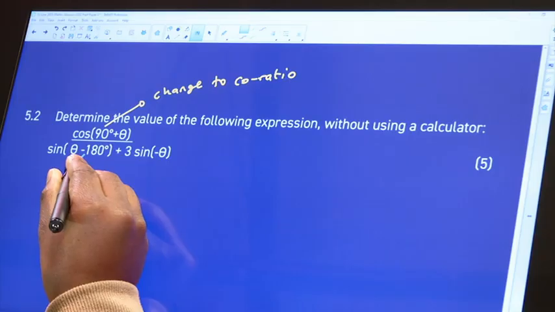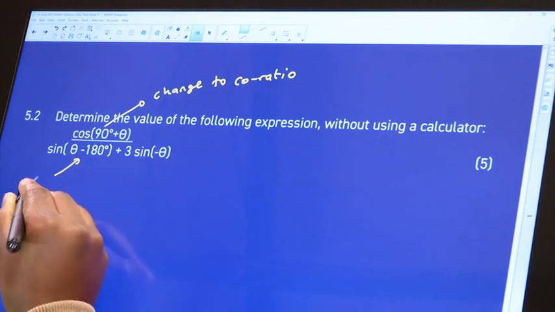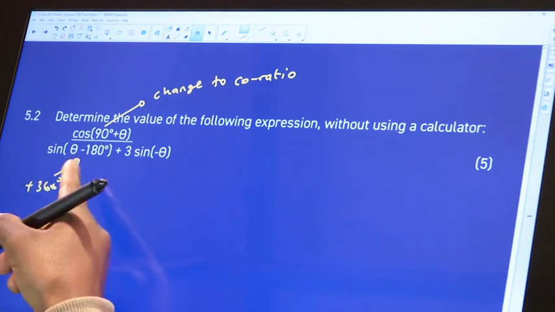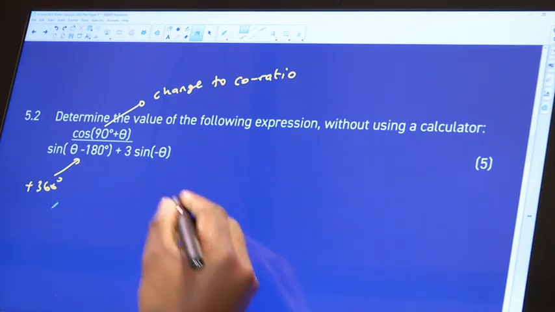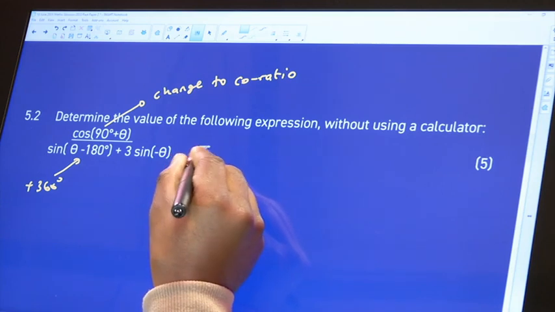If you have these kinds of angles here, you have to add 360 degrees because it's negative 180. It's not looking good. We want it to be positive so that we can apply our ideas of reductions. Okay, so very important. Now, what does this reduce to?